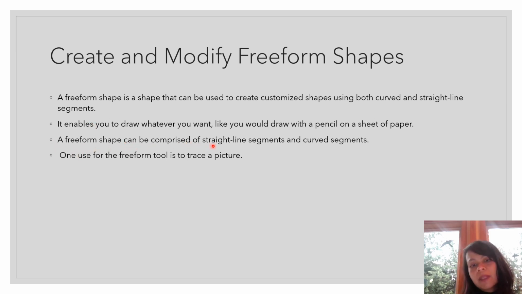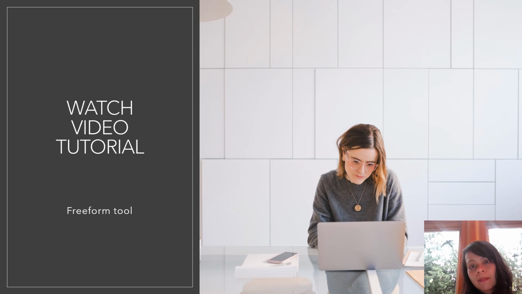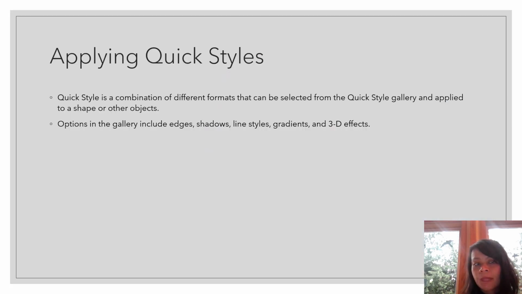The freeform shape is comprised of straight line segments and curved segments, and one use for the freeform tool could be to trace a picture. Okay, so can you please watch the video tutorial on using the freeform tool, and when you're done, please come back to this video. Next, we're going to talk about applying quick styles.